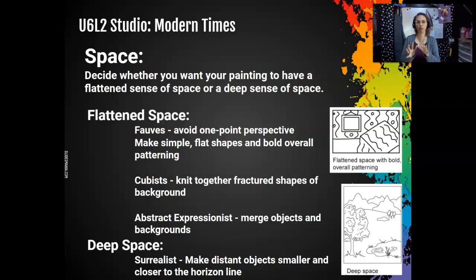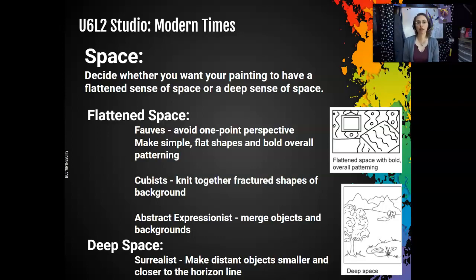Because you don't know where the object starts and where the background starts, because they're knitted together. You might also consider the abstract expressionists, where they were merging objects with the background. And so you have these softened edges that kind of just blend right in. So that might be something to consider with your space.